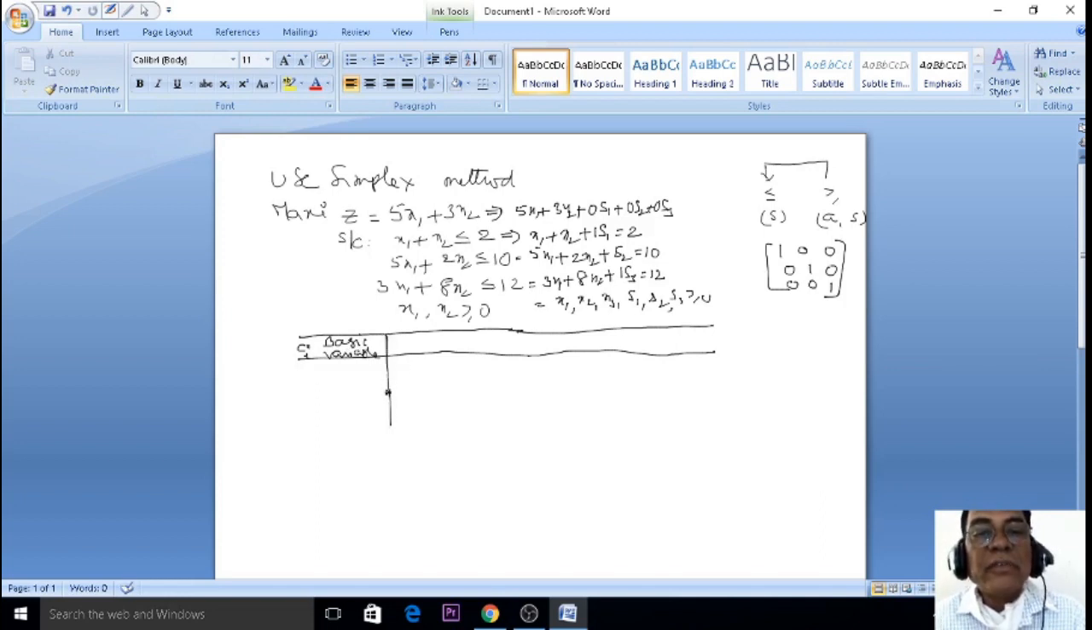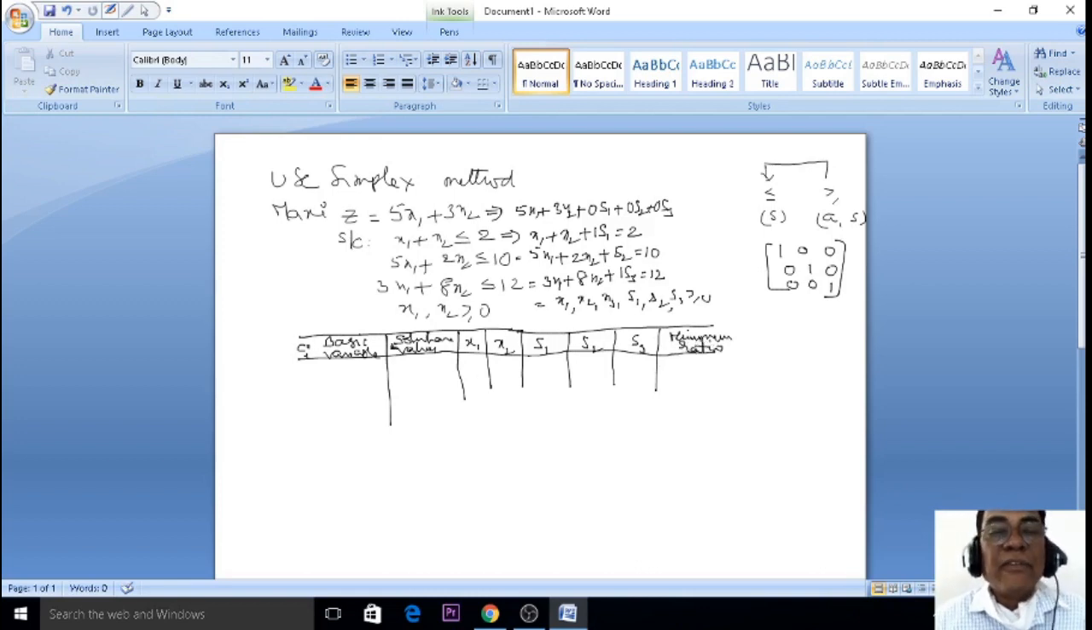First draw the columns. Next, the solution values column, and then x1, x2, s1, s2, s3, and finally the minimum ratio. The last column is the minimum ratio. This is the fixed tabular form.